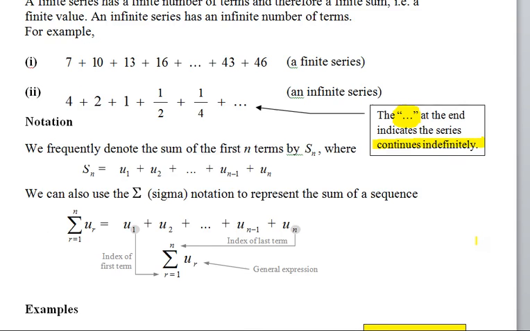Okay, now I'm going to introduce this sign called summation. How many of you have seen this summation sign before? How many of you have seen?